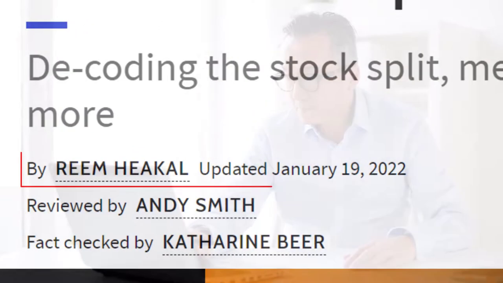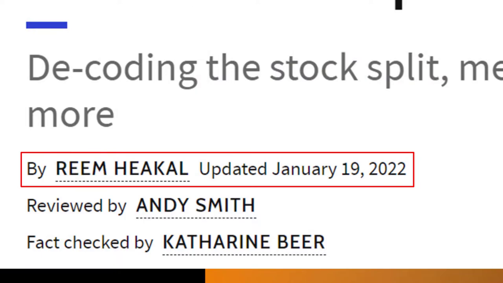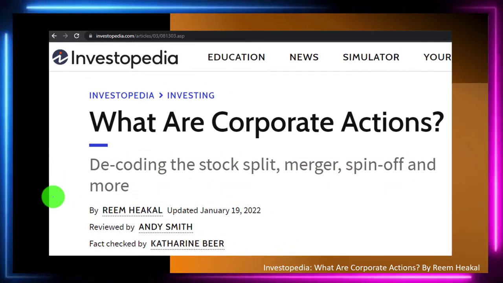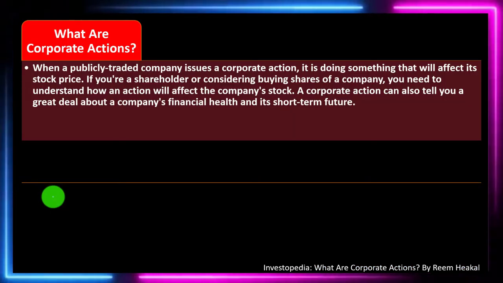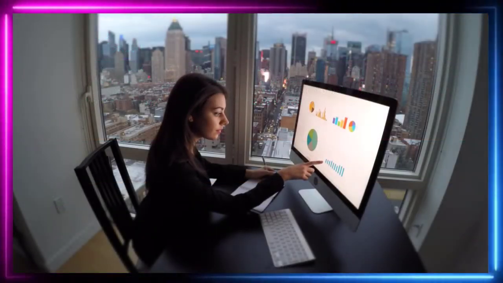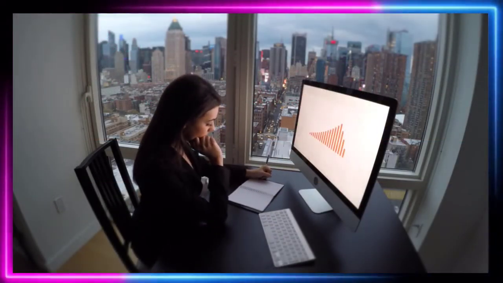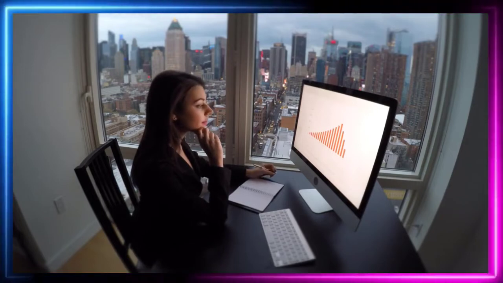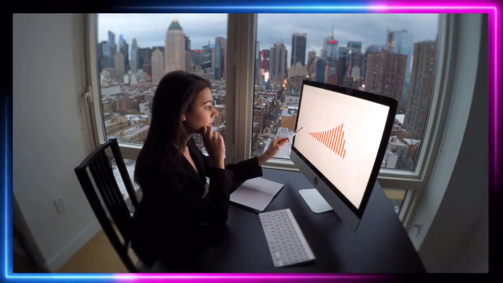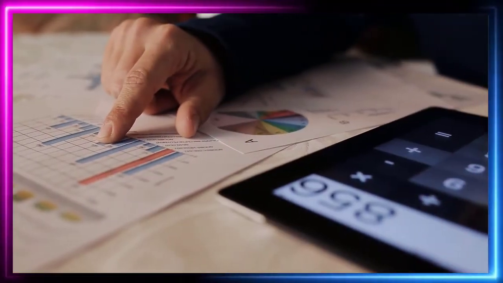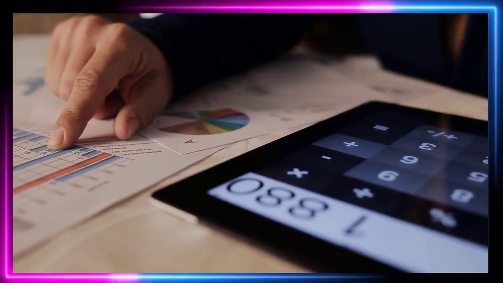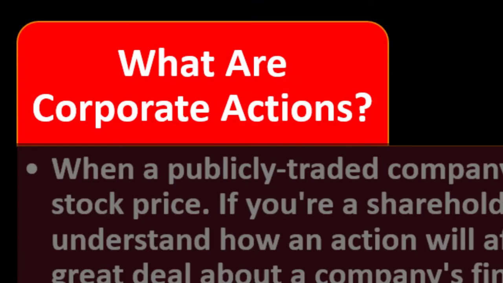This is by Reem Hackle, updated January 19, 2022. In prior presentations, we've been taking a look at investment goals, investment strategies, investment tools, keeping in mind the two primary categories of investments, one being the fixed income, typically bonds, two being the equity, the stocks. Now we're looking at what are corporate actions.